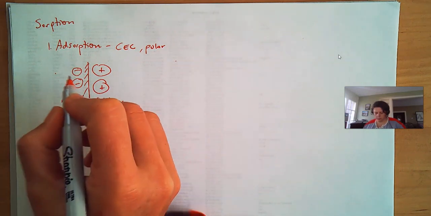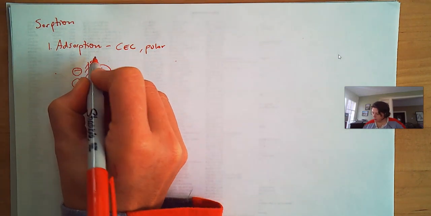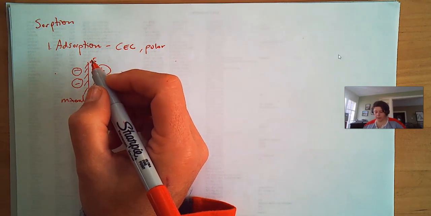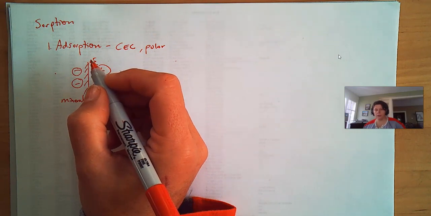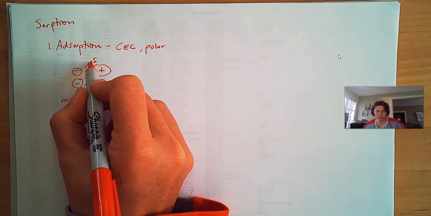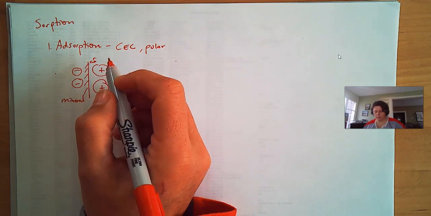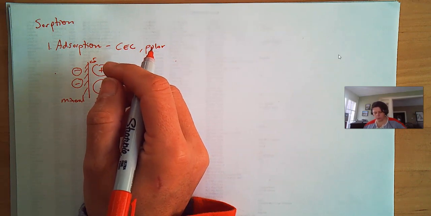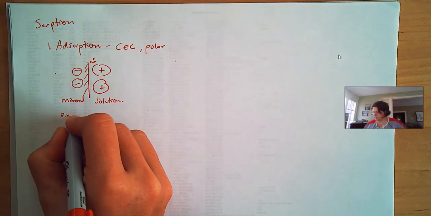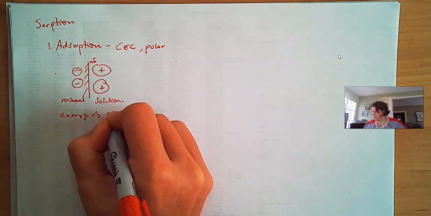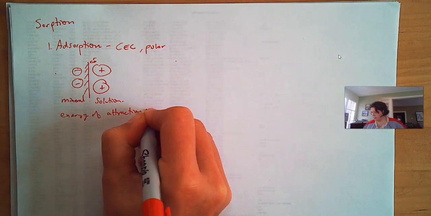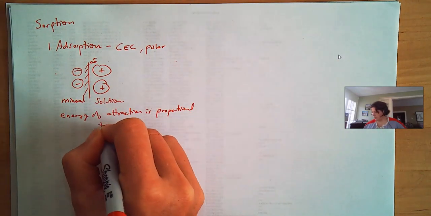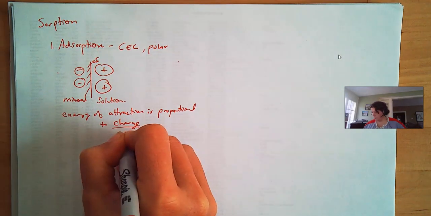And usually there is this little radius right here, this little R. The radius of the closest approach is determined by the hydration radius of the cation. So it can get so close to it, it depends on the hydration radius, which is inversely proportional to the ionic radius. So the energy of attraction is proportional to the charge over the radius.